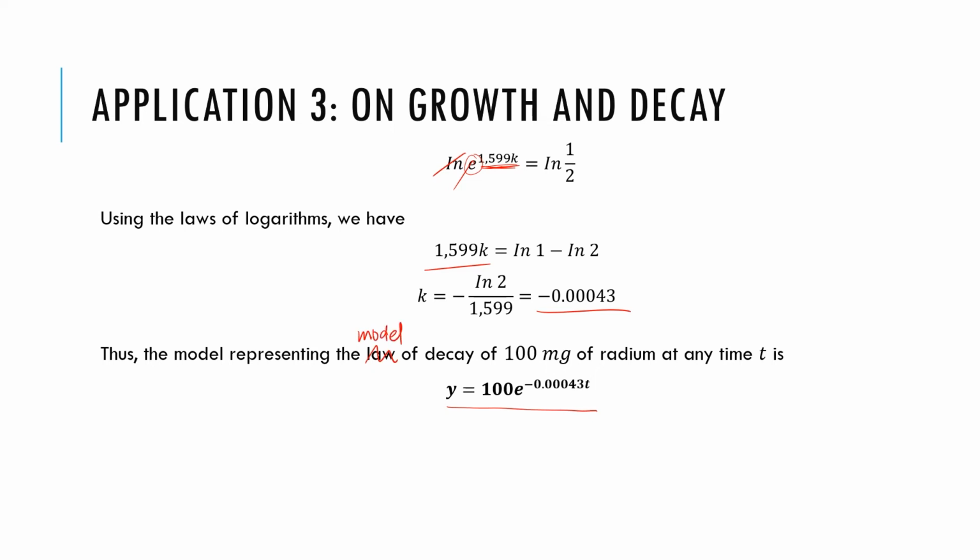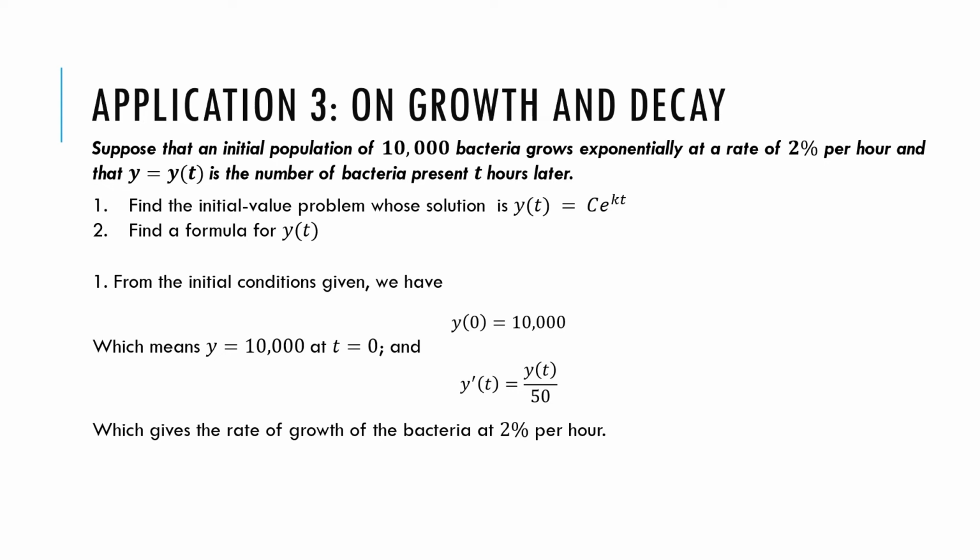Next part, problem natin is exponential growth. So suppose that an initial population of 10,000 bacteria grows exponentially at the rate of 2% per hour, and that y of t is the number of bacteria present t hours later. So find the initial value problem whose solution is y of t is equal to ce raised to kt, then find a formula for y of t. So from the initial condition given, we have y of 0 is equal to 10,000. So yung y natin is 10,000 pag yung time is 0. So yung y prime of t natin is equal to y of t over 50. So this model, or this initial value problem, it gives the rate of growth of the bacteria at 2% per hour. So, sagot natin number 1.